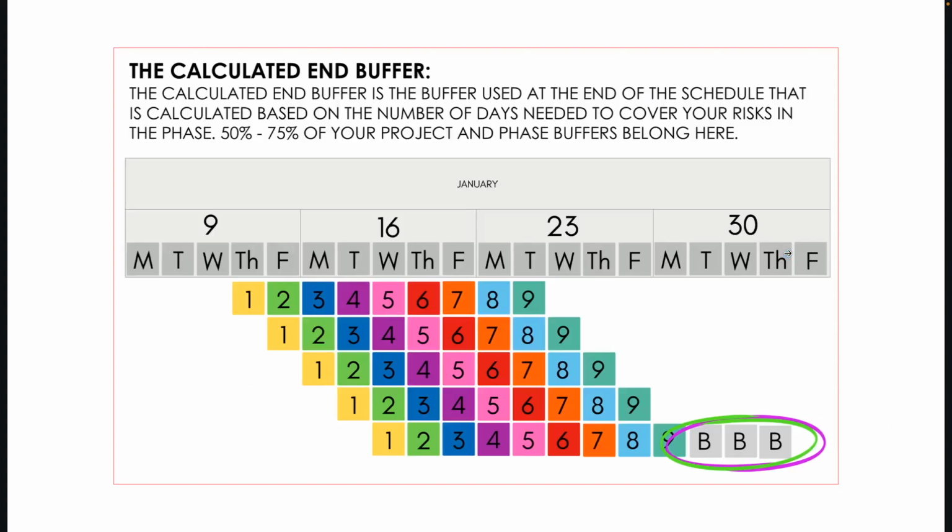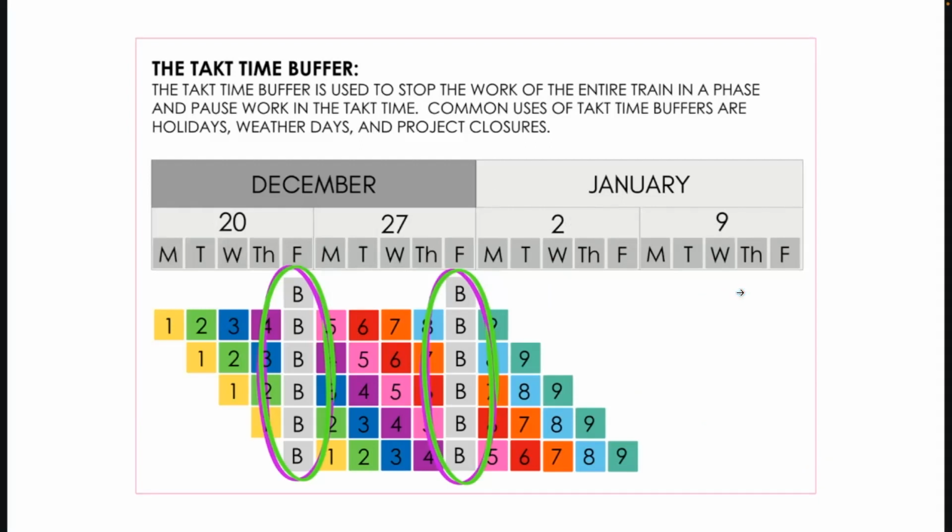So here are the buffers that we recommend using inside the system. This is called the calculated end buffer. The calculated end buffer is the buffer at the end of the schedule that is based on the number of days needed to cover your risks. So these buffers at the end should cover the risks of the actual days. The takt time buffer, this is my second favorite buffer type. This is where you have a buffer or an interruption in the actual takt time or the calendar itself. And this is used to stop the work of the train in the phase and pause. So you'll use takt time buffers for things like holidays, weather days, project closures, things like that.